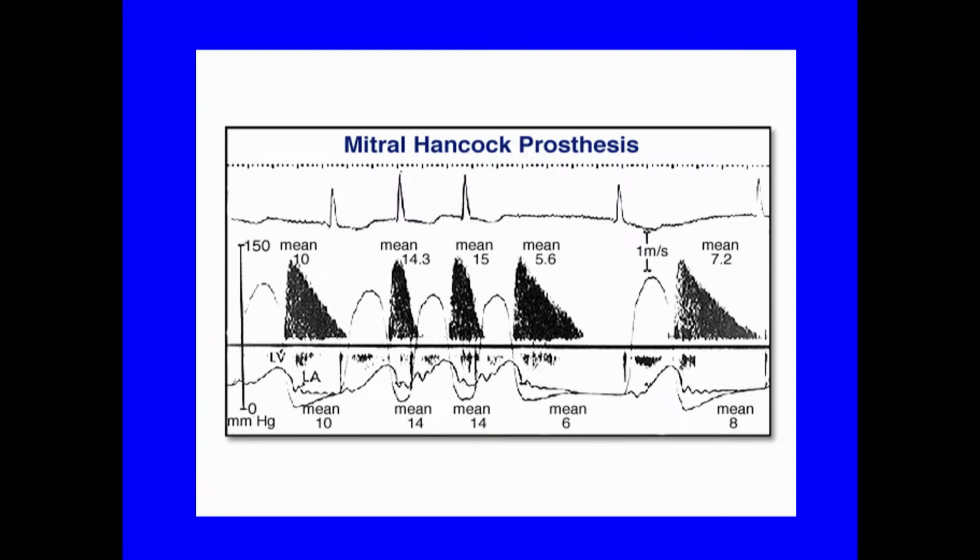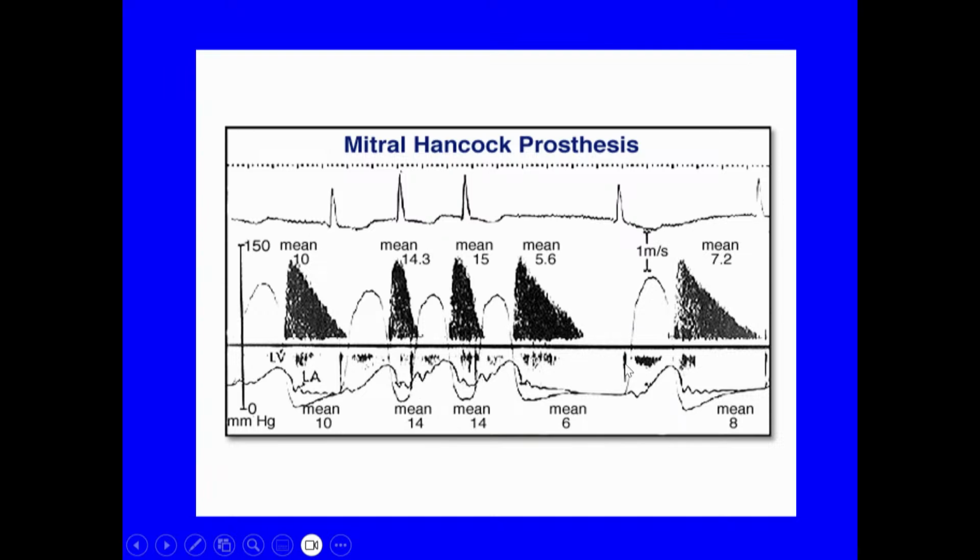This is someone with a mitral Hancock prosthesis, a prosthesis no longer used. It shows the Doppler gradients, and it shows the actual cath gradient based on catheters in the LA and the LV. You see here that by cath it is 10 for the first beat. There is a lot of beat-to-beat variation because of the atrial fibrillation. If you go beat by beat, they are almost identical, 10 for 10, 14, 14, 15, 14, and so on.